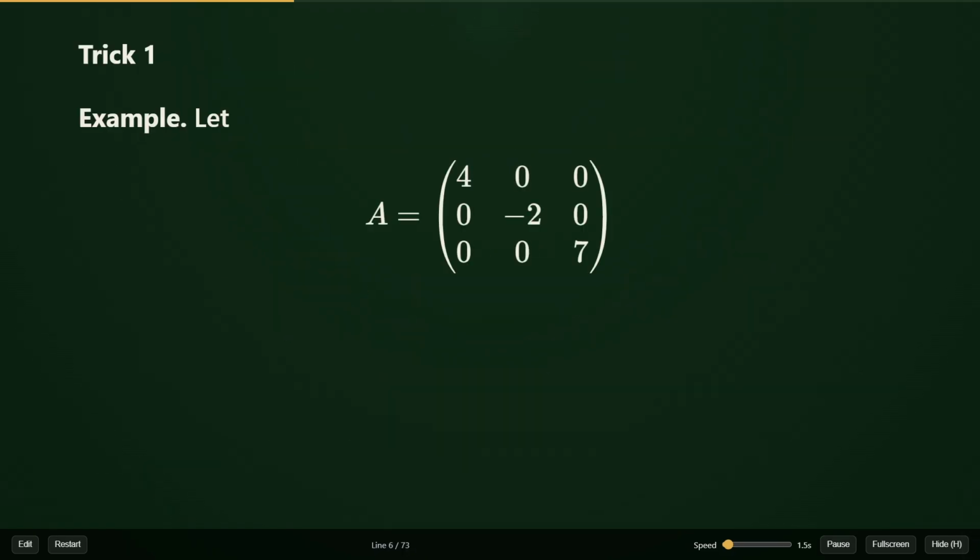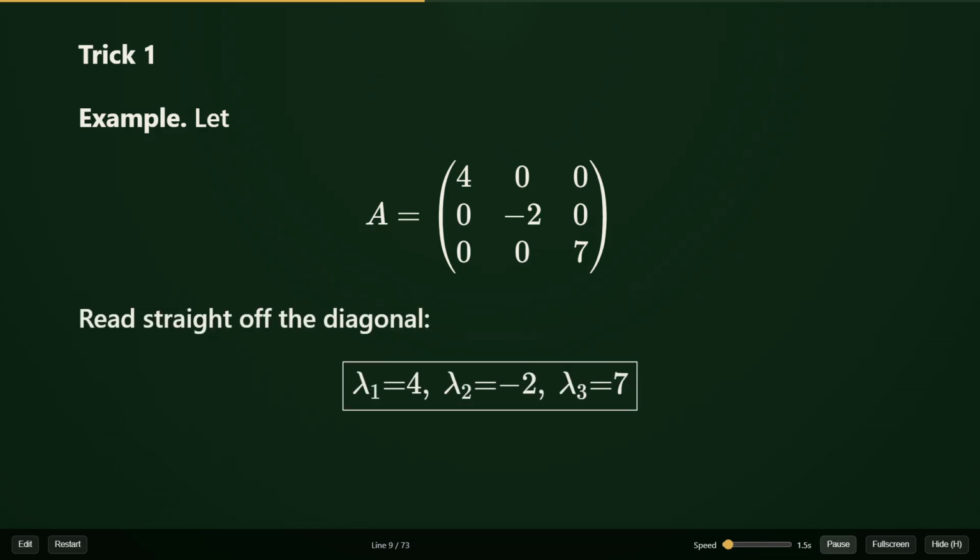Let us look at trick number 1. For example, we have a matrix 4 0 0, 0 minus 2 0, 0 0 7, and the matrix is such that it has got the entries at the principal diagonal, everything else is 0. So this is your diagonal matrix, and in this case the eigenvalues are straightforward. First eigenvalue is 4, second is minus 2, and third is 7, because all other things are 0.